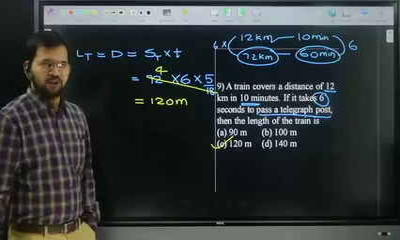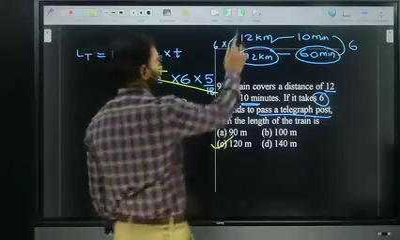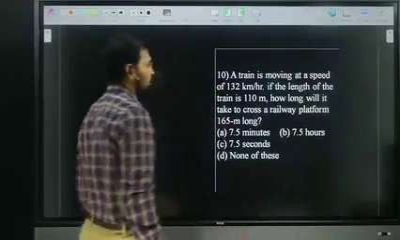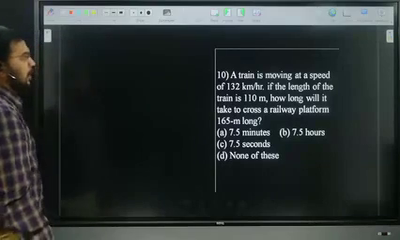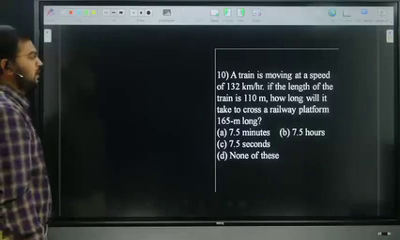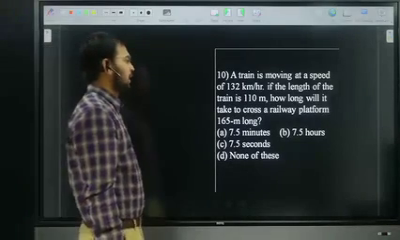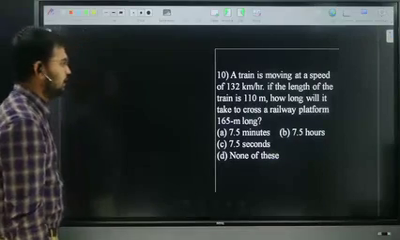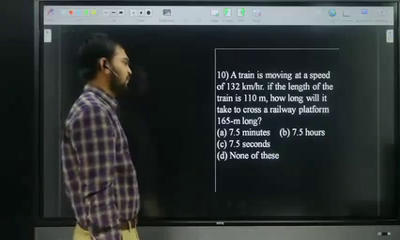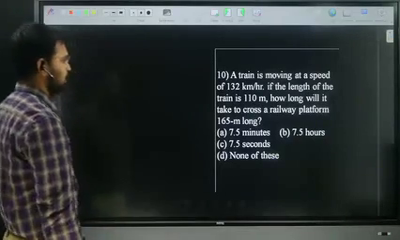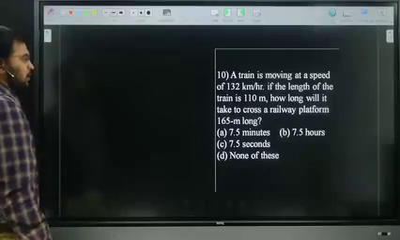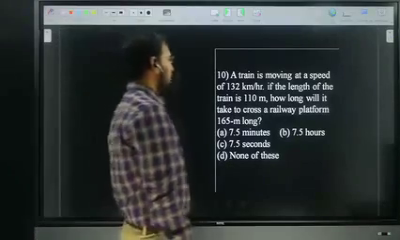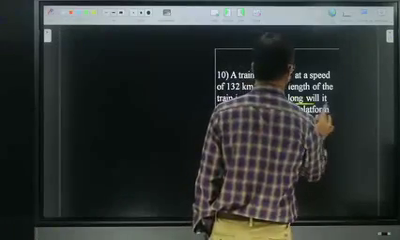Shall I move to the next question, amma? A train is moving at a speed of 132 km per hour. If the length of the train is 110 meters, how long will it take to cross a railway platform of 165 meters long? So they're asking what, amma? How long will it take to cross a railway platform? They're asking time.